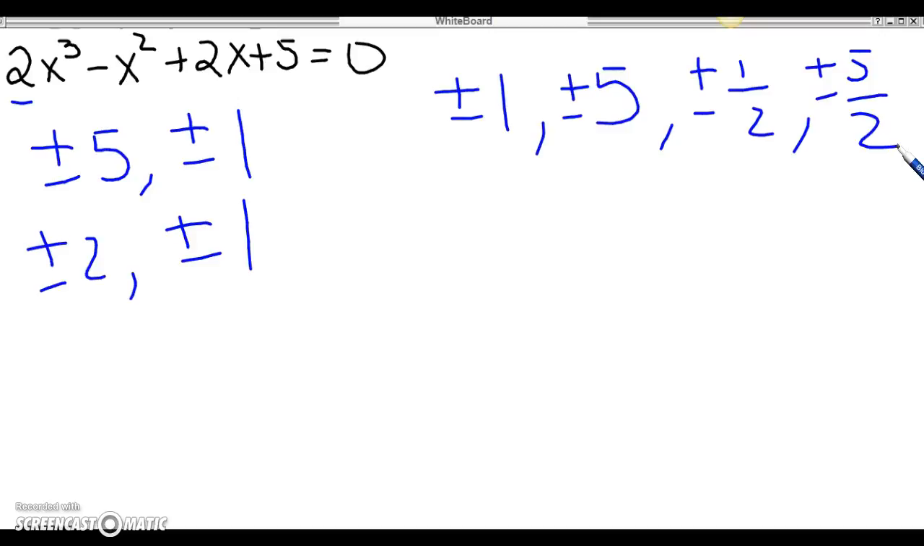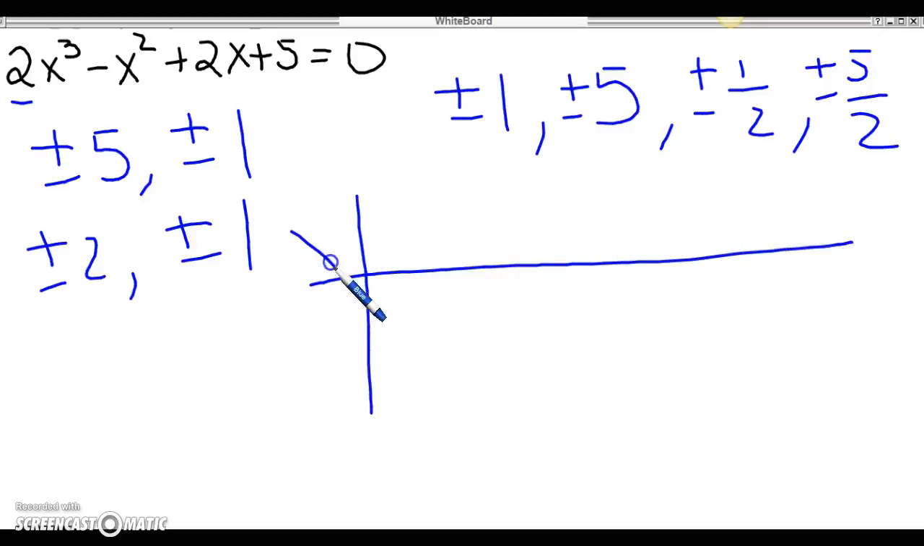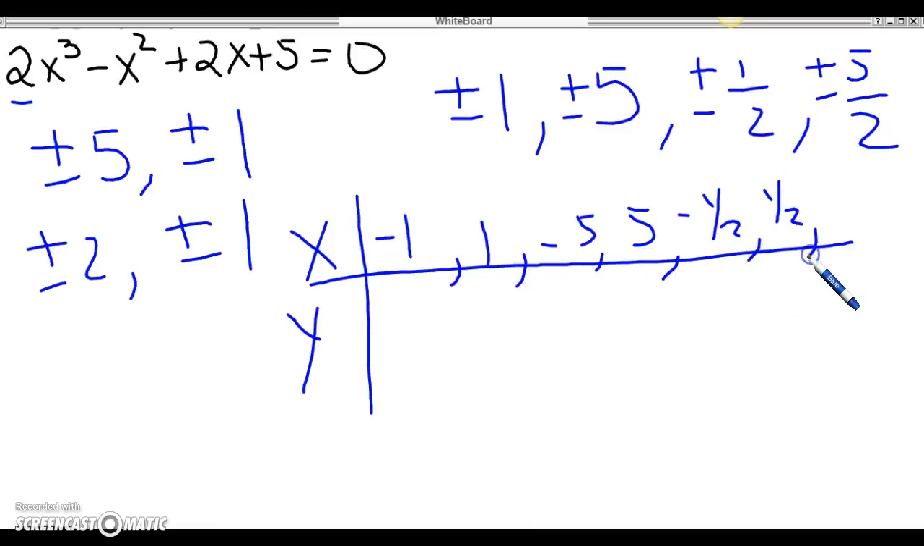And so what I need to do now is check to see which one is an actual root. I know it's a root if I plug it into my original equation and it actually equals 0. So these are my x values that I'm going to plug in. I'm going to plug all these values in for x, and I want to see if my y value after I plug it in equals 0. So I have negative 1, positive 1, negative 5, positive 5, negative 1/2, positive 1/2, negative 5 over 2, and positive 5 over 2.